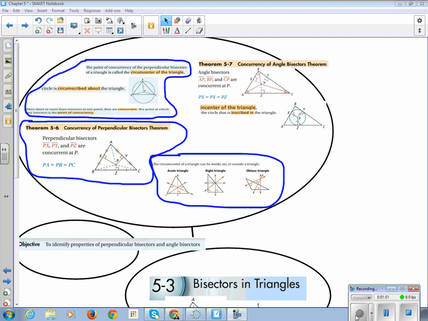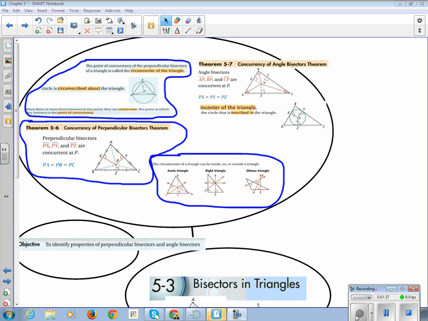And true or false, construction-wise, we have cut angles in half before. True, we've done angle bisectors. And we've cut line segments in half before. So, asking you to create a triangle or given a triangle, cutting all the angles in half and then finding where they intersect is a viable paper activity for you. Okay.